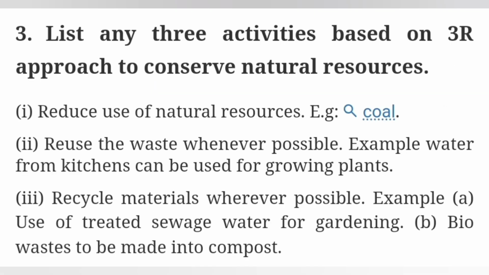Third question, list any 3 activities based on the 3R approach to conserve natural resources. First point, reduce use of natural resources. Example, coal. Then second point, reuse the waste whenever possible. Example, water from the kitchen can be used for growing plants. Then third point, recycle materials where possible. Examples, use of treated sewage water for gardening. Then option B, bio waste to be made into compost.